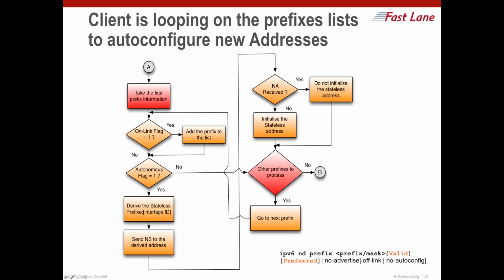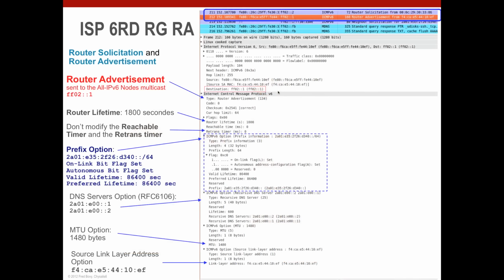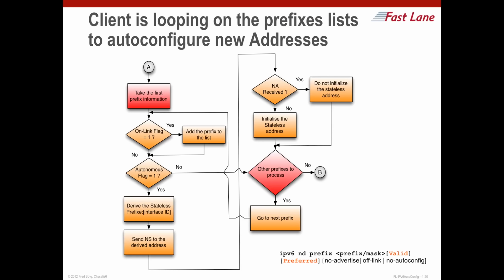So in this case, we derive the stateless prefix and the interface ID. From the prefix and the interface ID, we derive the stateless address, and then we check this address, sending a neighbor solicitation message. Again, this is the DAD process, the duplicate address detection process, and again, we don't expect to receive any neighbor advertisement, because if we do receive a neighbor advertisement, it means that somebody else is using the address, and in this case we are not initializing this address.